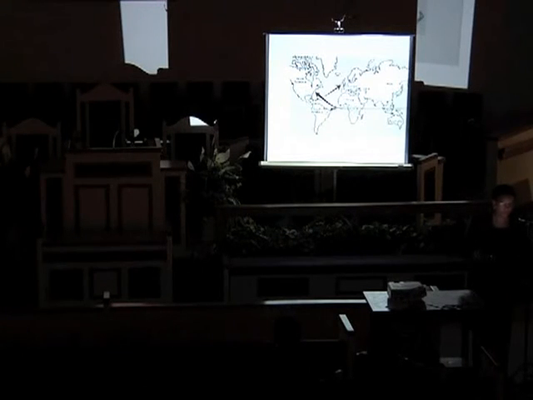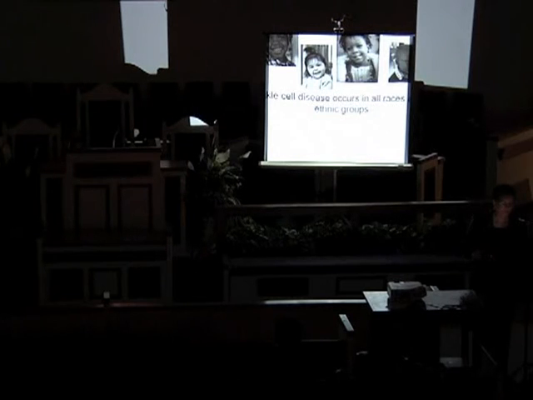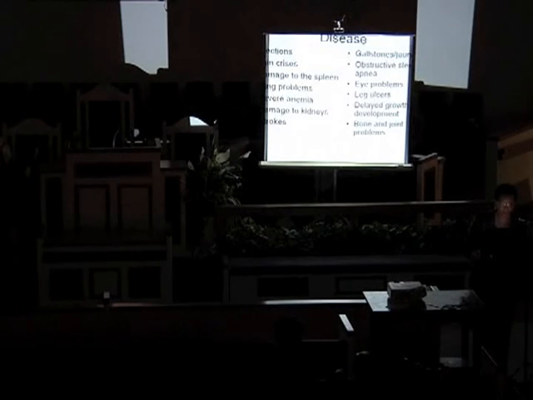This map just shows you, the little dots show you where they think the gene mutated, and then through Africa, parts of Europe, and through slavery, through migration, you now see sickle cell in this part of the world. This just shows you some kids with sickle cell. They come in all shapes and sizes, all races, all ethnic groups.